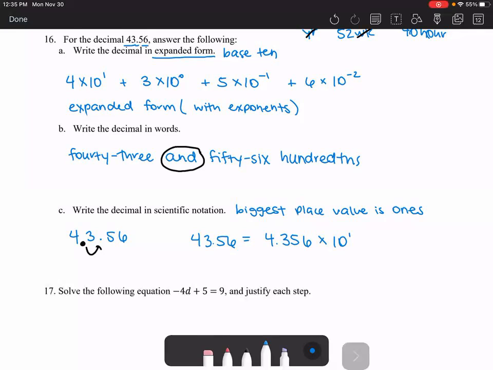Okay, so overall, you should be able to take any number and write it in expanded form. That includes base 10 numbers and numbers in different bases. And then writing any decimal in words, and writing any number in scientific notation, those will only be base 10. Okay, any questions on writing out numbers in different forms?